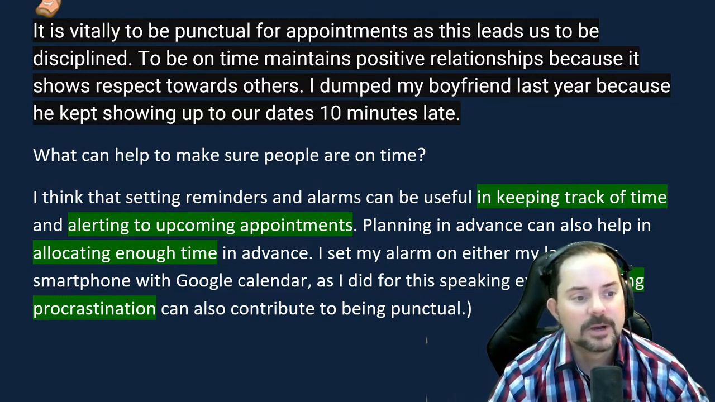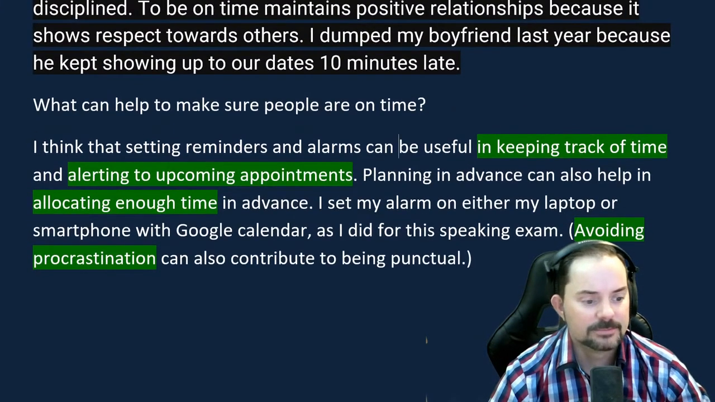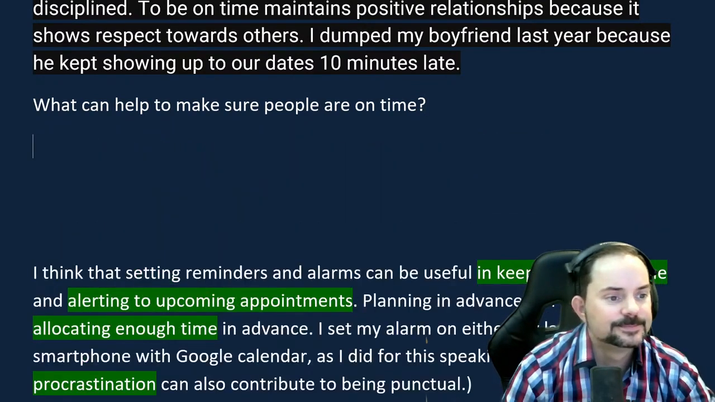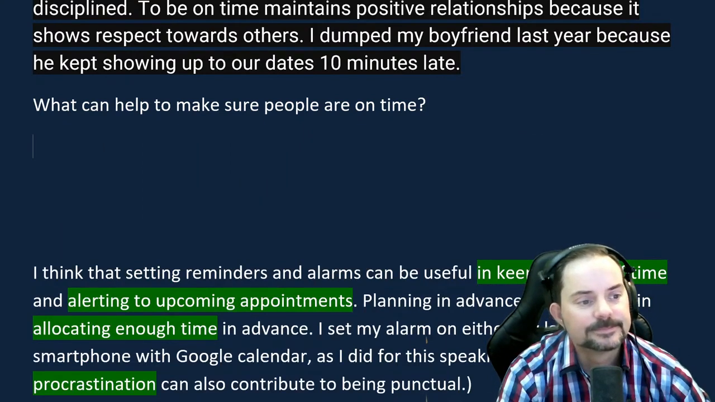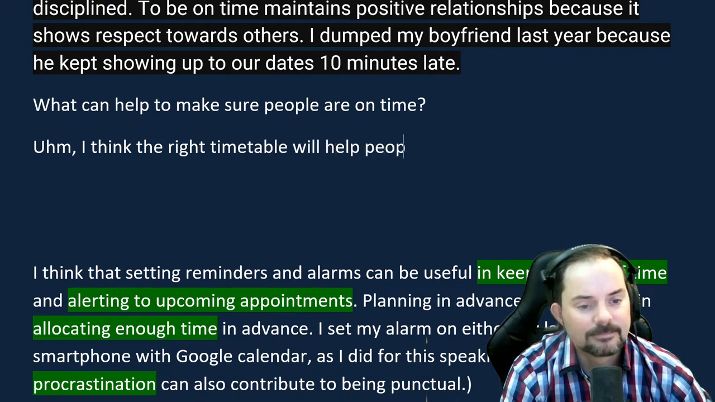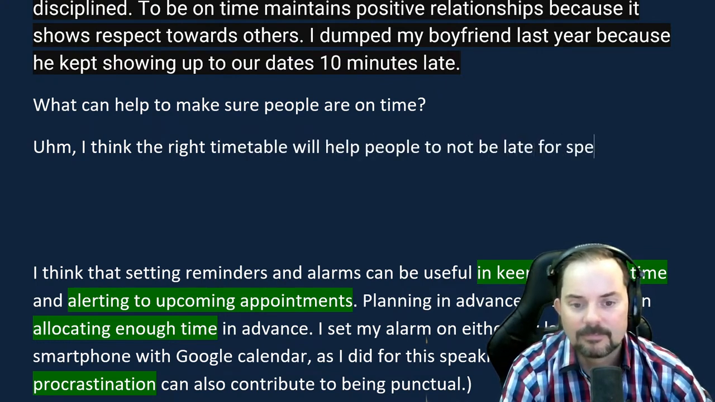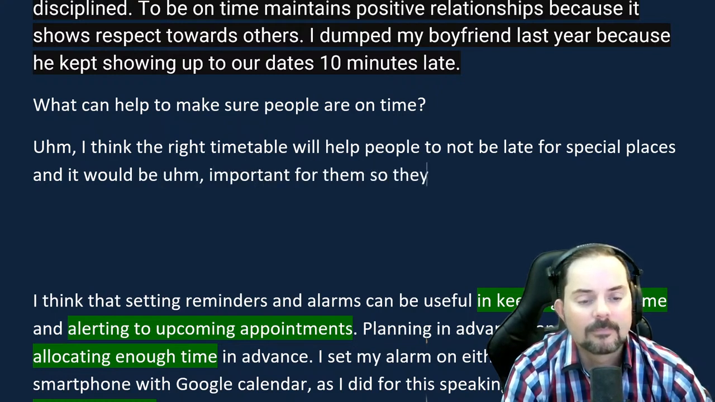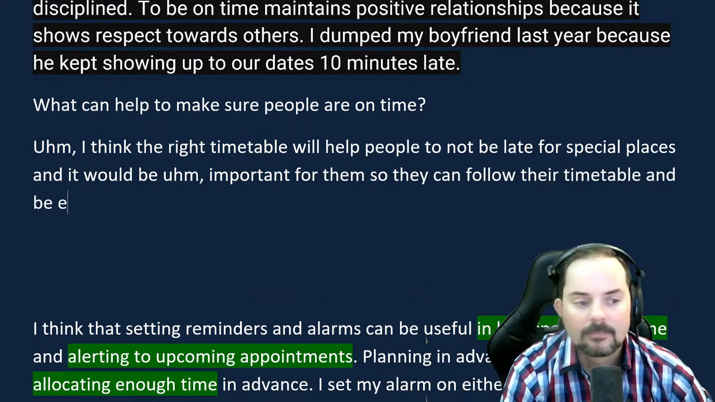All right. Well, let me help you out here. We'll jump into some questions. Are you ready? Yes, I am. All right. Here we go. What can help to make sure people are on time? I think the right timetable would help people not be late for special places, and it would be important for them so they can follow their timetable and be everywhere on time.